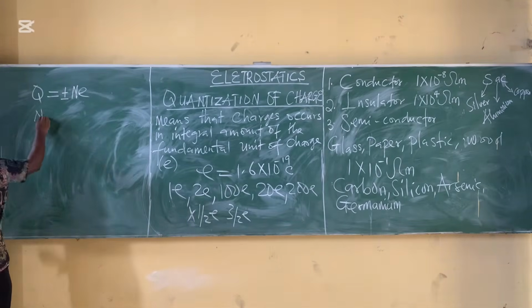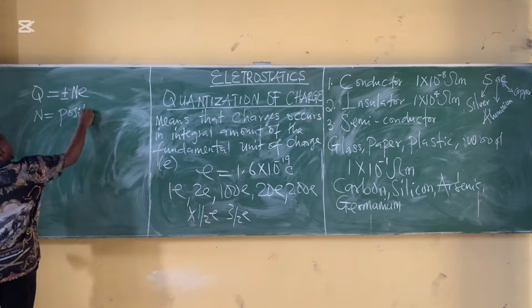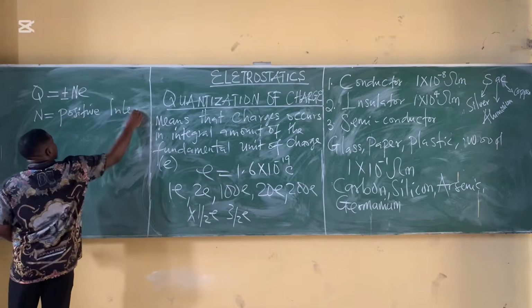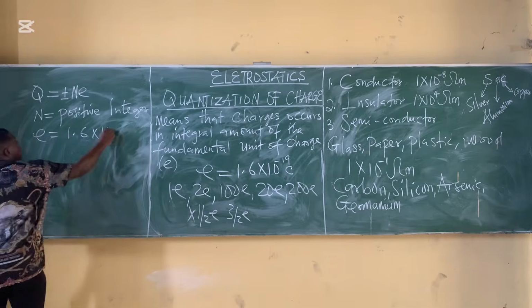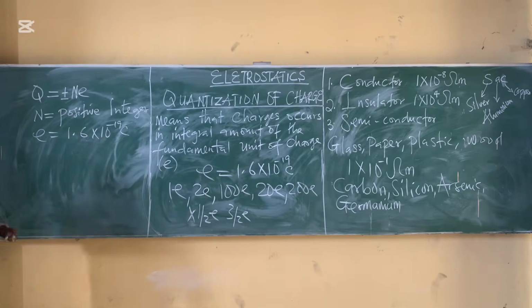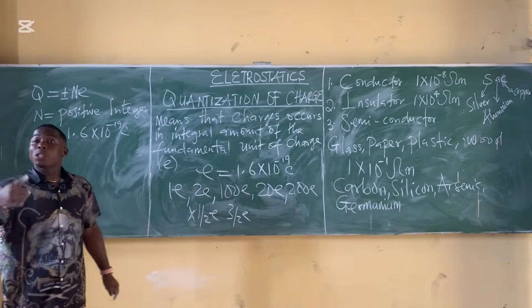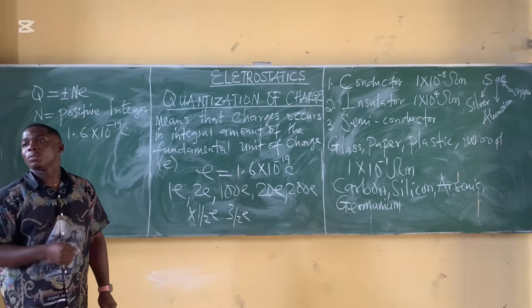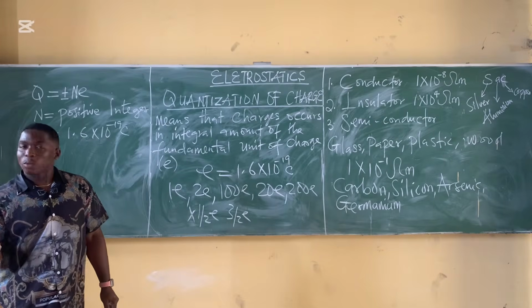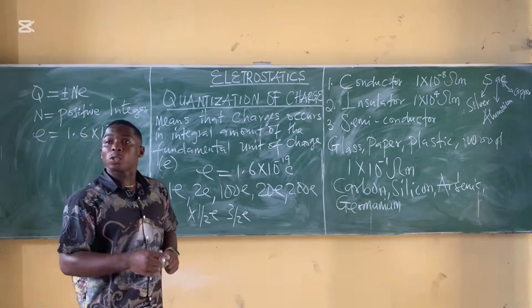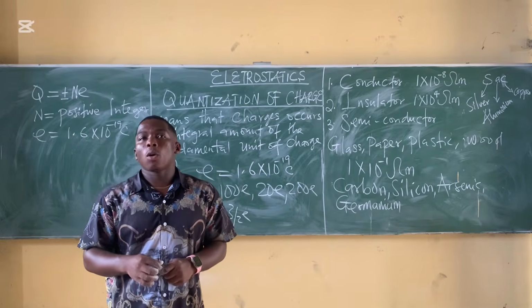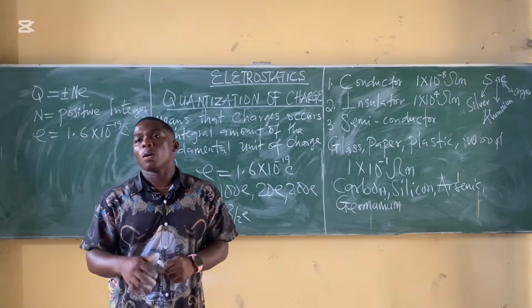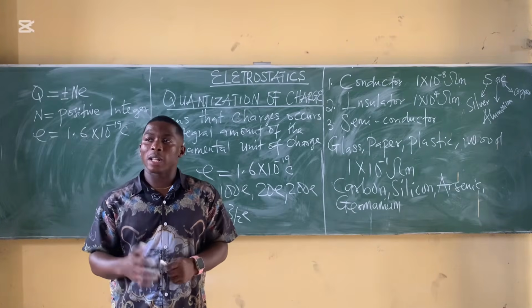Where n is a positive integer and e is 1.6 times 10 raised to the power minus 19 coulomb. And you know what Q is, isn't it? Q is the quantity of charge. Is anybody lost? Please, if you're lost, ask a question. Yes. Can they occur in decimals? No. Decimal is something as a fraction that you convert.